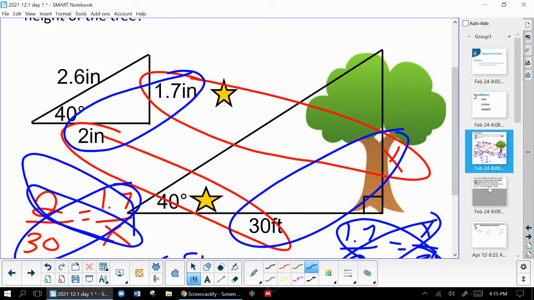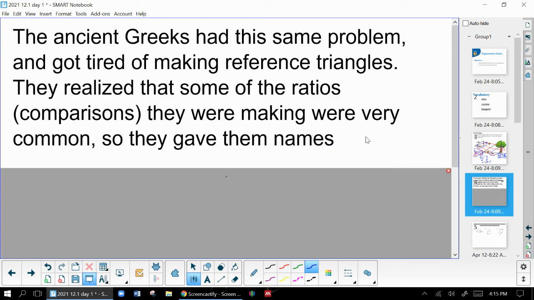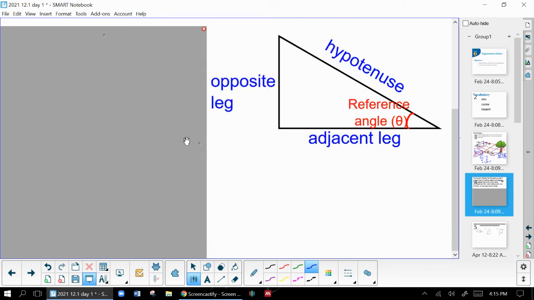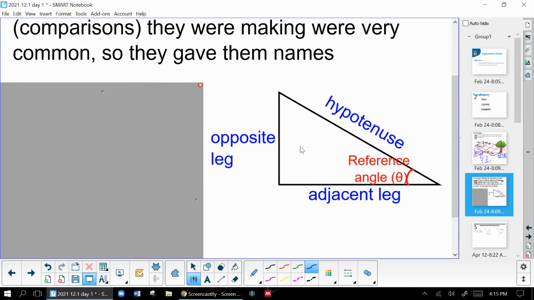So the next step in this whole process was let's get rid of those triangles. All we really need are the side lengths, and we can write those down in just a list really fast. We don't need to have the whole triangle. And so that's the next step that people took in history, is they started to get rid of the triangles. And when you get rid of the triangles, you need to name the sides, because without naming the sides, you don't know what you're talking about.